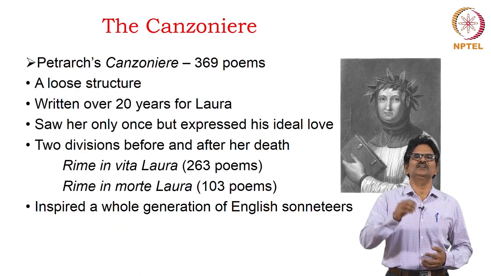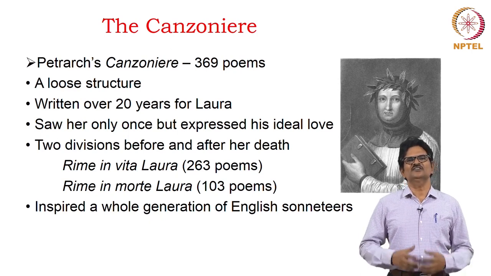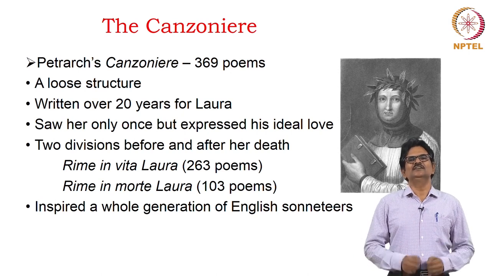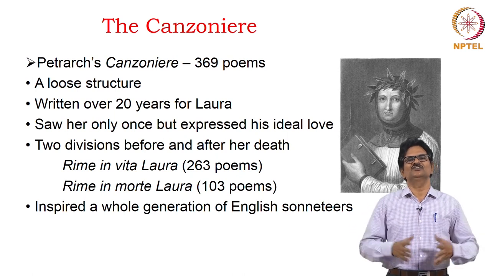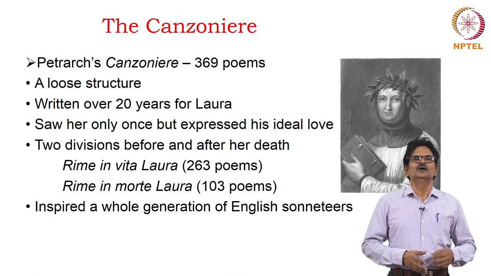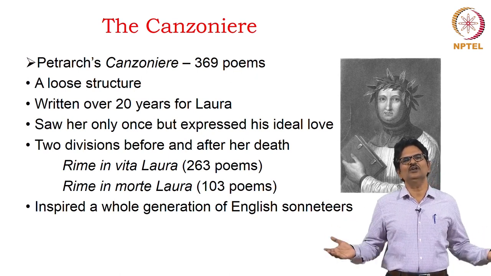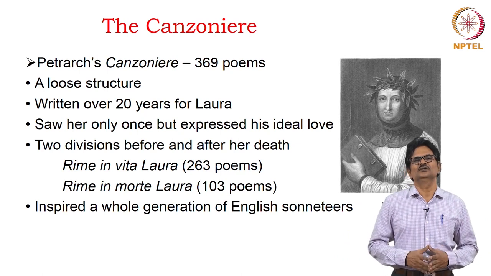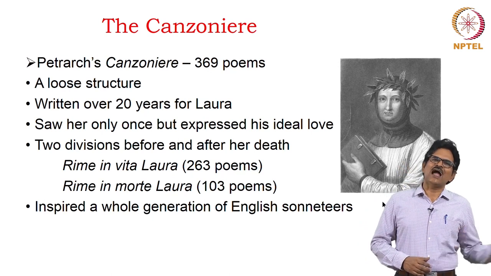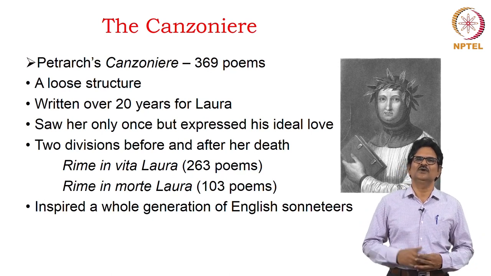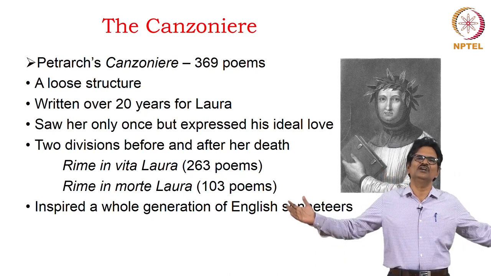Let us pay a little more attention to the Canzoniere. Petrarch's Canzoniere had 369 poems, out of which 319 were sonnets. This had a loose structure because it was written over a period of 20 years for this lady Laura. Interestingly, he happened to see her only once, but he continued to express his ideal love for this ideal lady over a long period of time.